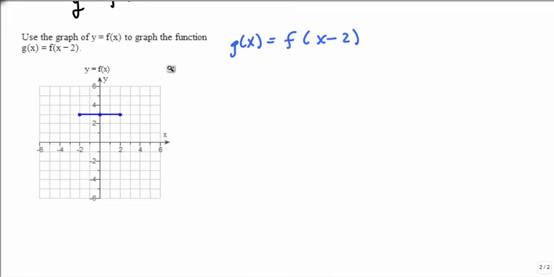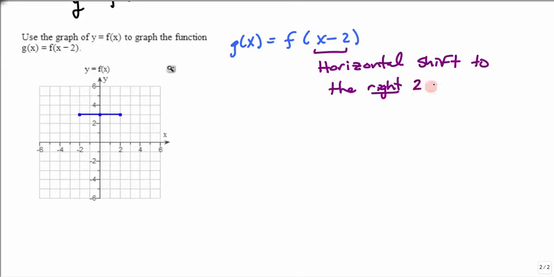Now remember, this is within the argument, so I know it's going to be a horizontal. Anything that appears within the argument is a horizontal, either stretch, compression, shift, reflection. So what I want to do here then, horizontal, this will be a shift. Now because it's within the argument, it's opposite of what you think. This is a horizontal shift to the left. Oh wait, not to the left, it's opposite. So we have to go to the right because it's opposite of what we think, 2 units.